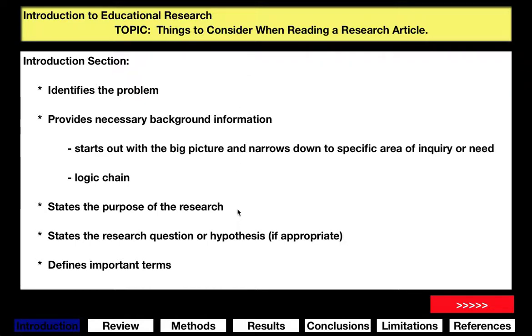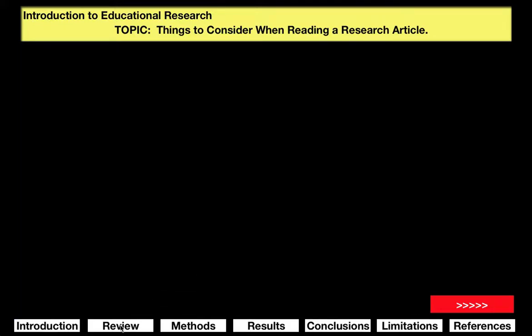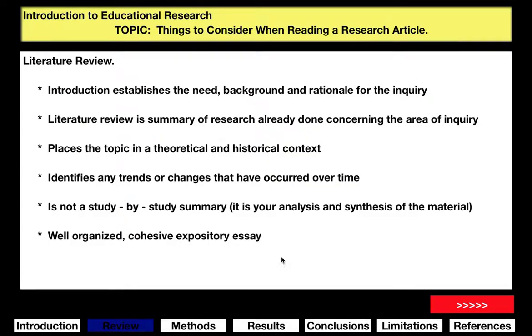The introduction should state the purpose of the research. It should state the research question or hypothesis, if it is a scientific study and it is appropriate to have a hypothesis. And it should identify any important terms. So these are the major areas that you'd be looking for in the introduction section of a piece of research. The next would be a review of the literature, and that usually follows the introduction, although it may not be a subheading called review of the literature.